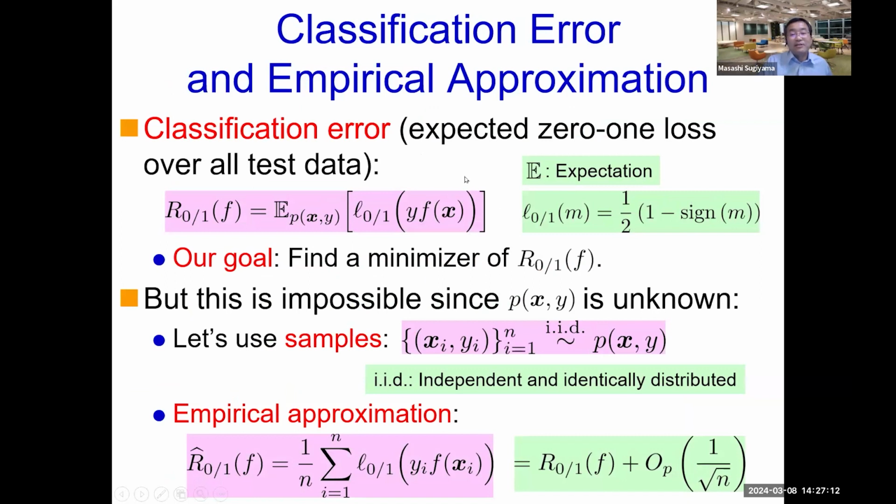Then based on the 0-1 loss, we define the classification error. This is basically the expected 0-1 loss over all test data. We consider 0-1 loss for x and y, and this is expected over p of x and y. It's a classification error. And our real goal is to find a minimizer of this R01. But this is impossible because P of x y, the true density, is unknown. So instead, we assume we have IID samples, n samples from P of x y, and we consider its empirical approximation. The classification error is now empirically approximated in this way. Under some standard setting, this is actually a reasonable approximation because the estimation error is order of 1 over square root of n. If you have a large number of samples, then this empirical approximation is usually quite good.